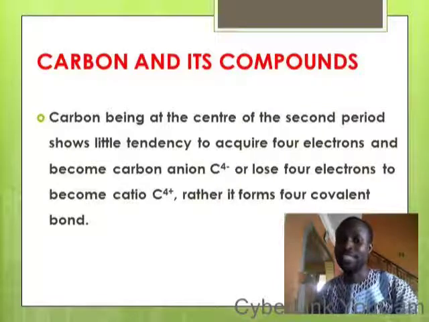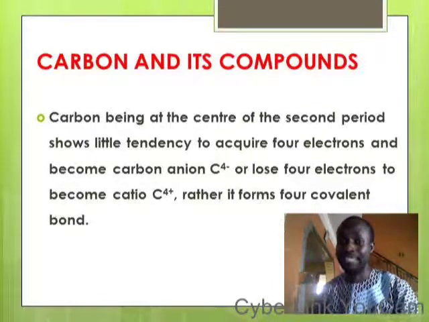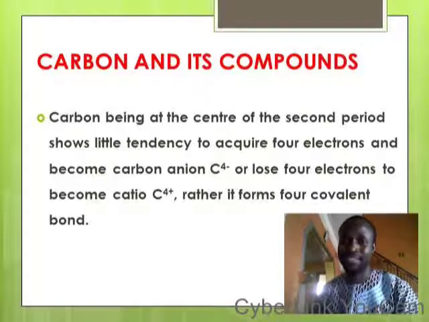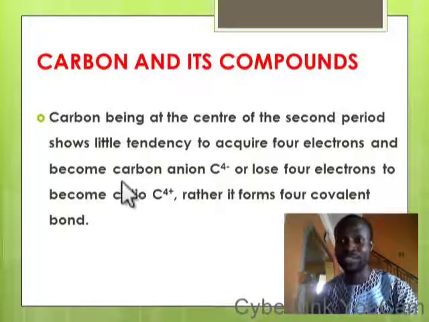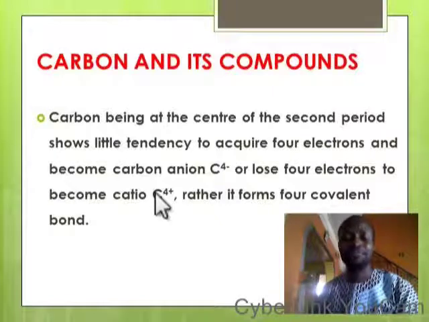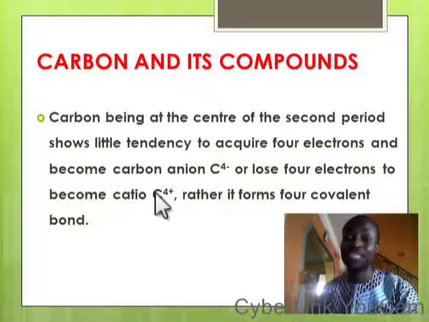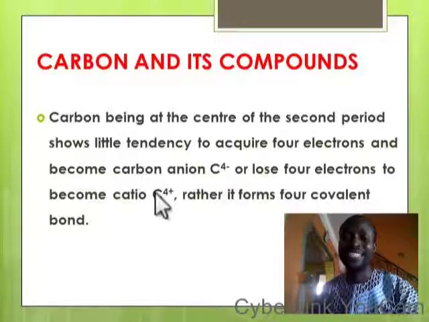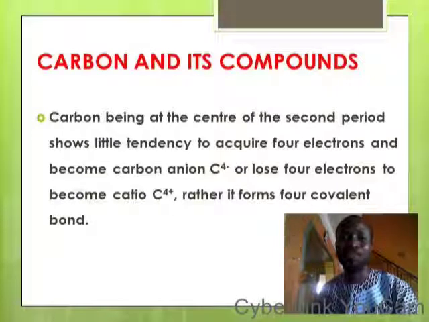If it gives, that is when it becomes positive. If it accepts, that's when it becomes negative. Negatively charged ions are called anions, and positively charged ions are called cations, just as you can see there. So carbon does not give, neither does it really accept, because it has 4 valence electrons in its outer shell. So what it does is go into covalent bonding.